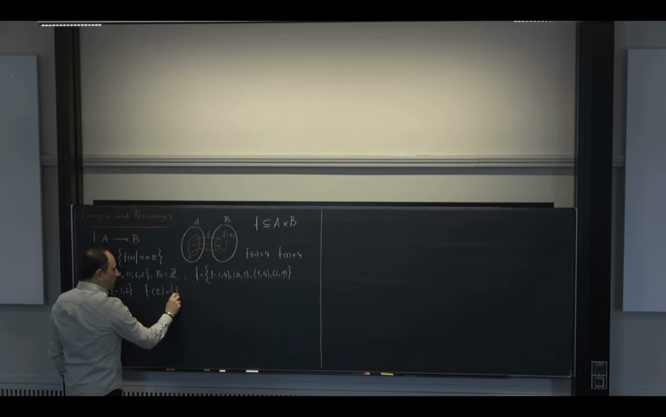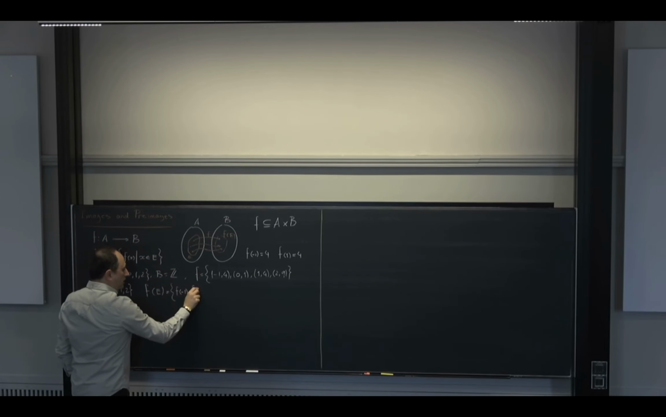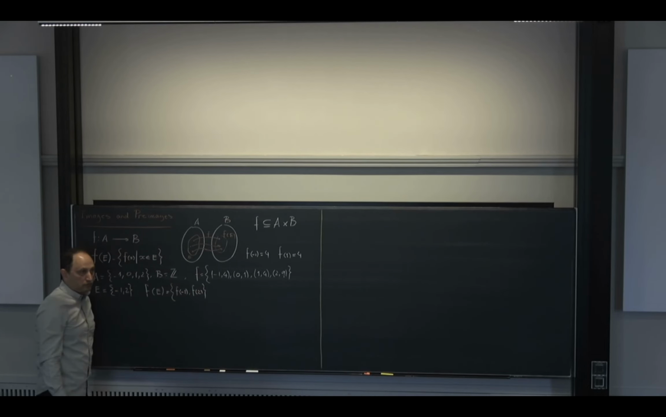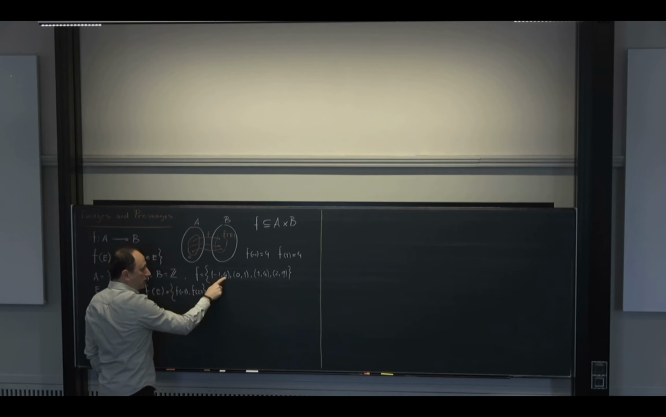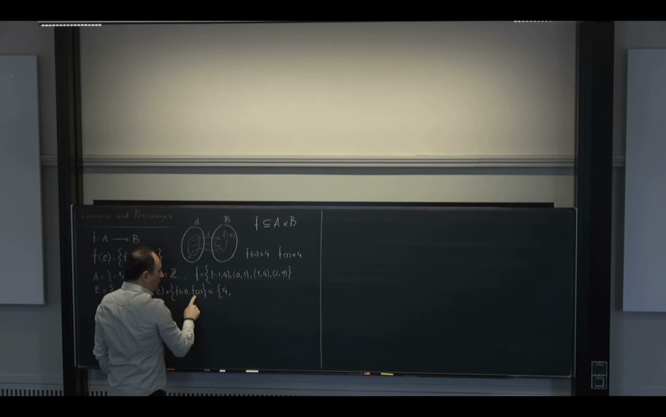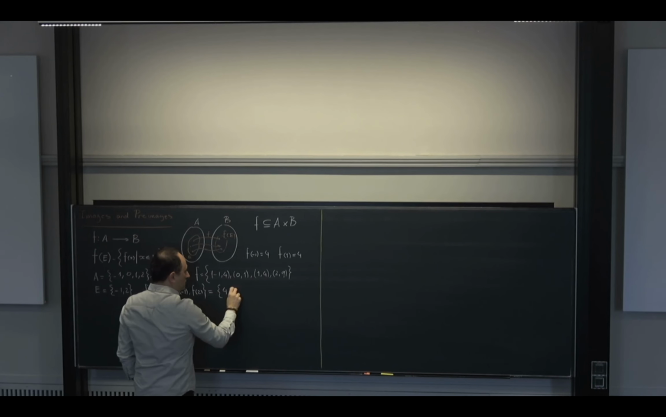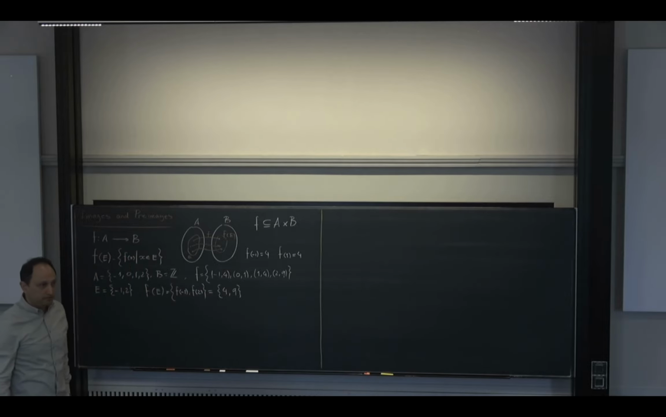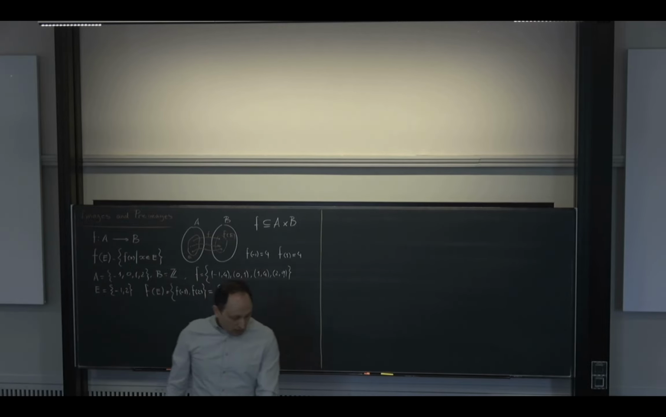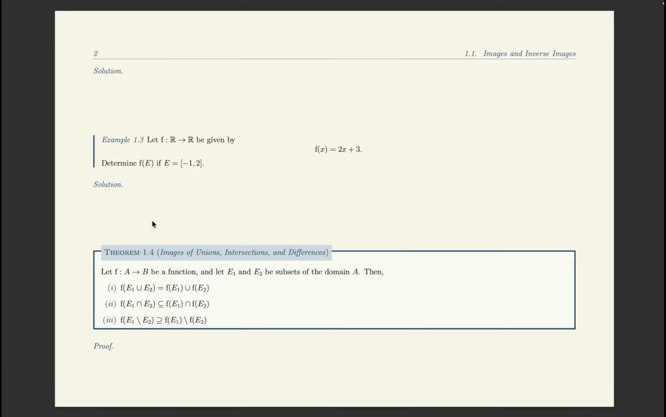So this becomes f acting on -1 and f acting on 2. And I go to the definition of my function. What is f of -1? I see f of -1 is 4. What is f of 2? I see it is 9. So that's it. That's the answer to this one. Understandable? Very simple.